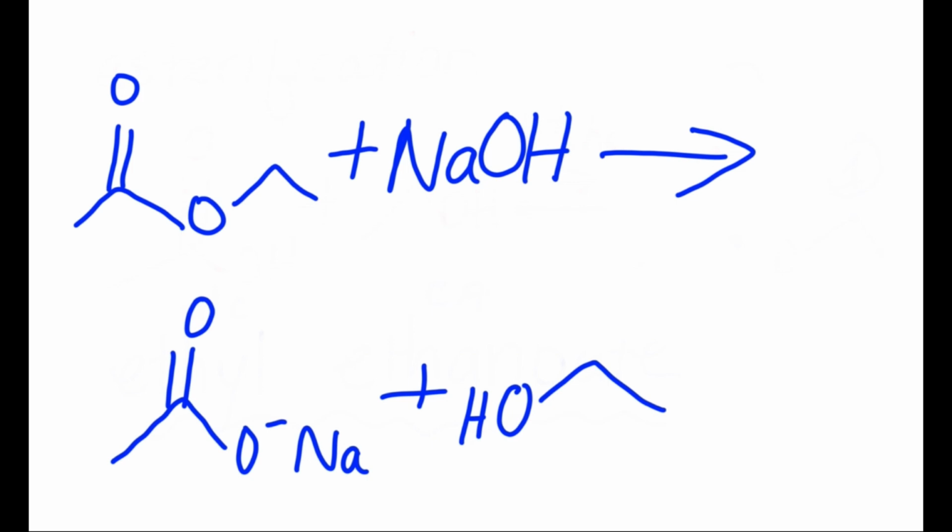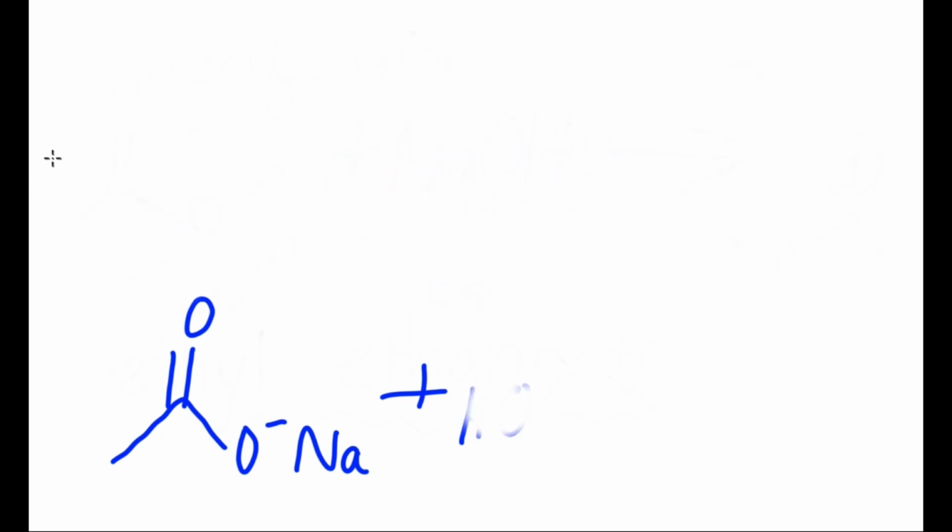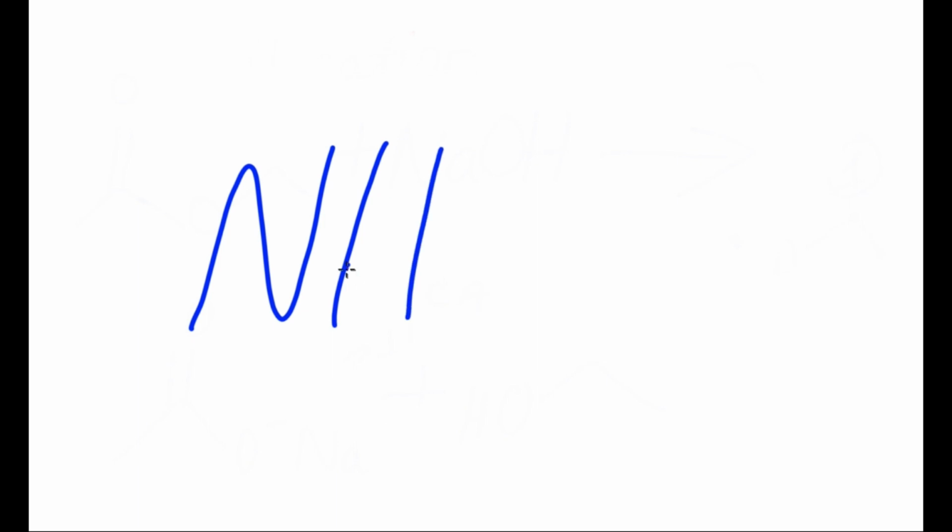That concludes carboxylic acids and esters. Next, we're going to move on to two different functional groups. They're going to include ammonia, amines, and amides.